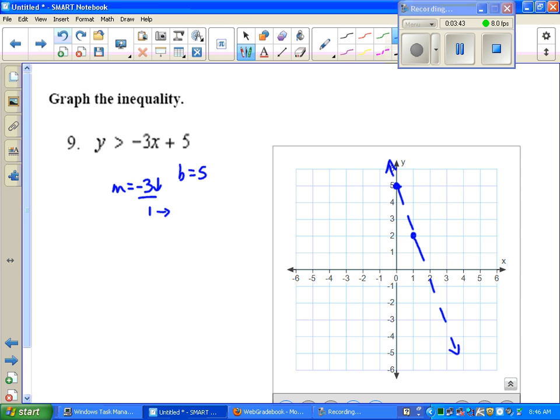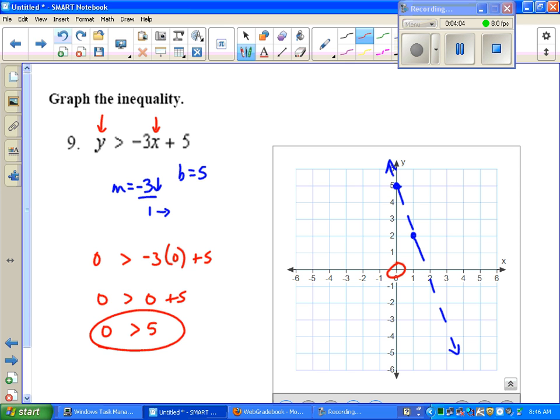You can pick 0, 0 because it doesn't go through that point, doesn't go through the origin. Plug in 0, 0 into the original equation. 0 is greater than negative 3 times 0 plus 5. 0 is greater than 0 plus 5. 0 is greater than 5.